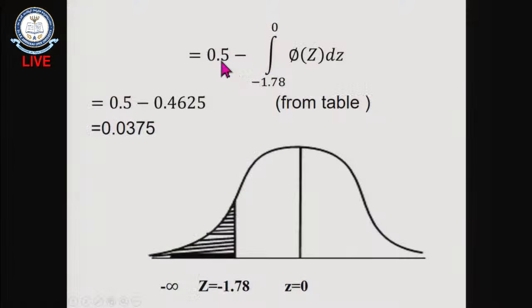So here 0.5 is the total area. Here minus 1.78 to 0, by symmetry, we can change to 0 to 1.78. I apply the symmetric property, and from the table, 0.5 minus 0.4625 is equal to 0.0375. This is the area. Minus infinity to 0 is 0.5, and 0 to this value is found from the table. If we subtract from the total area, then this shaded area becomes the left of Z part. It's a very small part here. So this is one example.